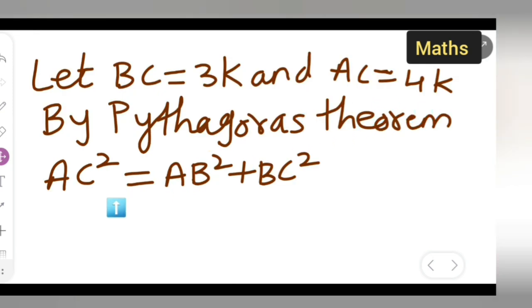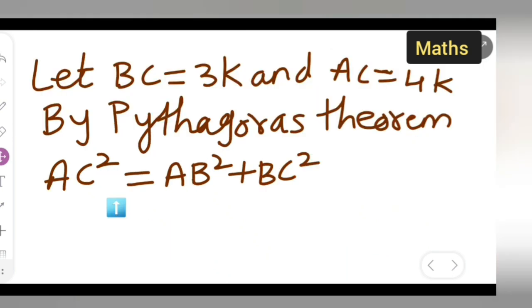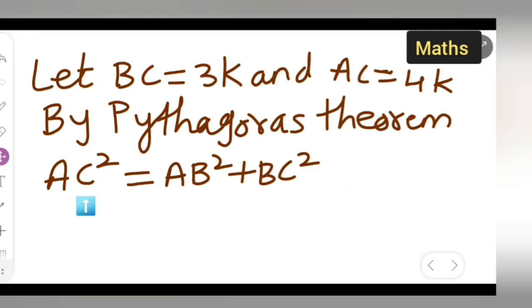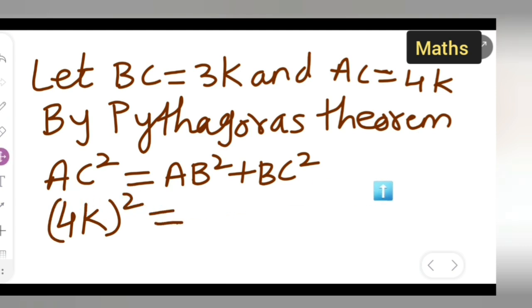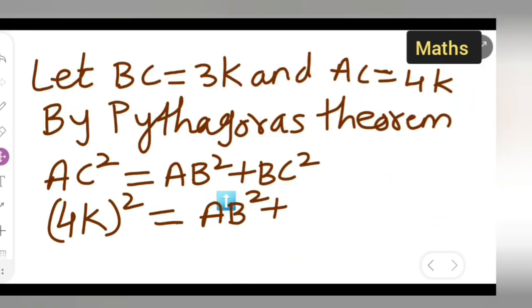Now if we are applying the Pythagoras theorem, the hypotenuse comes first. AC square is equal to AB square plus BC square. So that's what I have written over here. Now do we know AC square? Yes, 4K square. So 4K square is equal to, now what is AB? Is AB given over here? No, we need to find it out, so write AB square as it is. Plus, do we know BC? Yes, BC is 3K, so write 3K square.